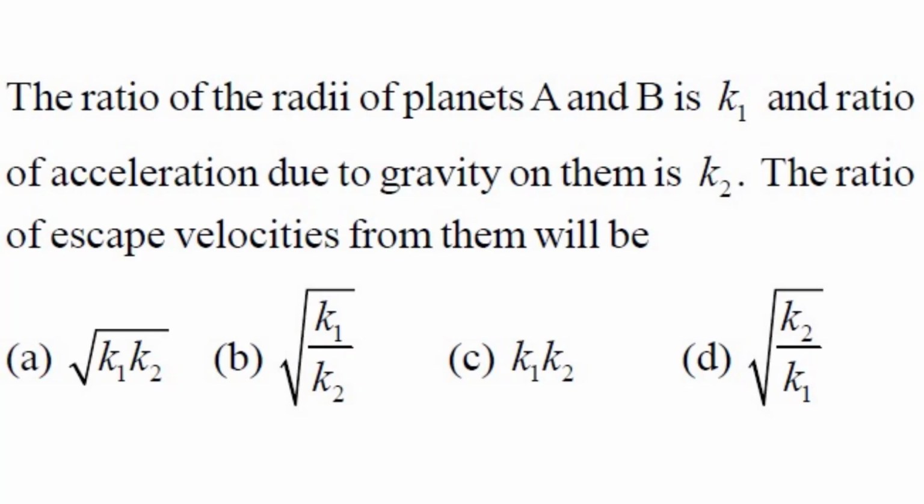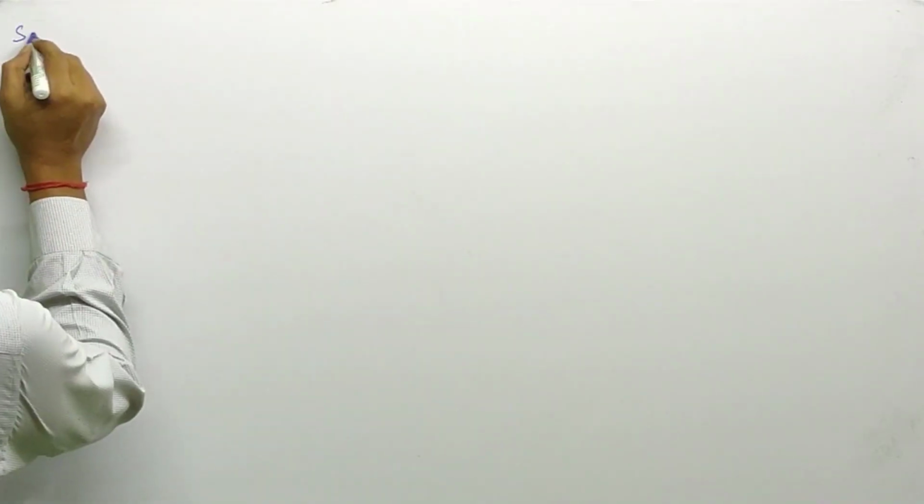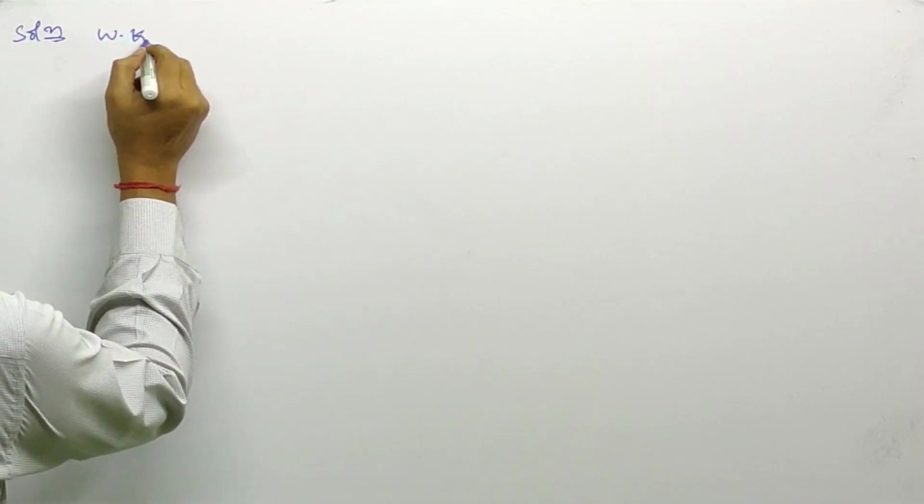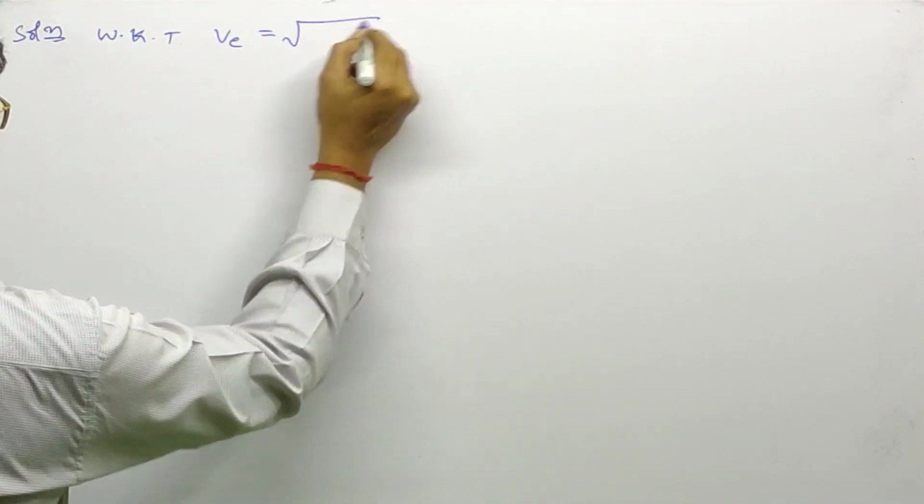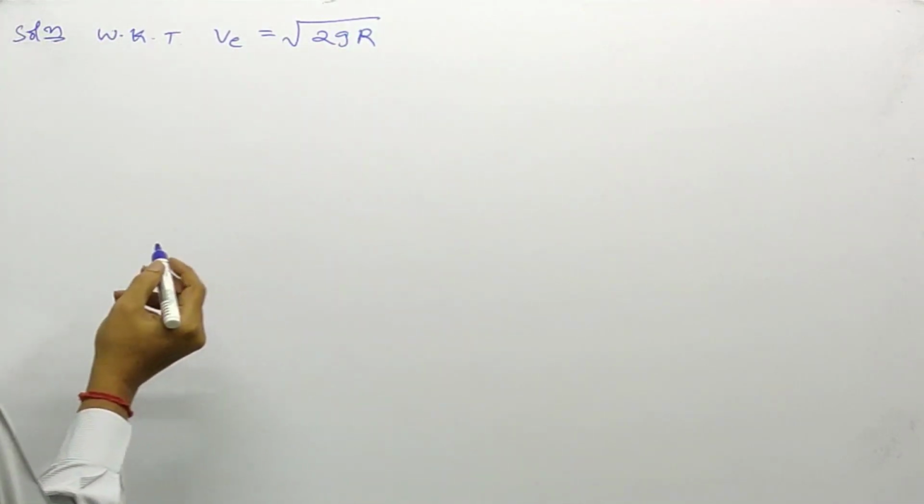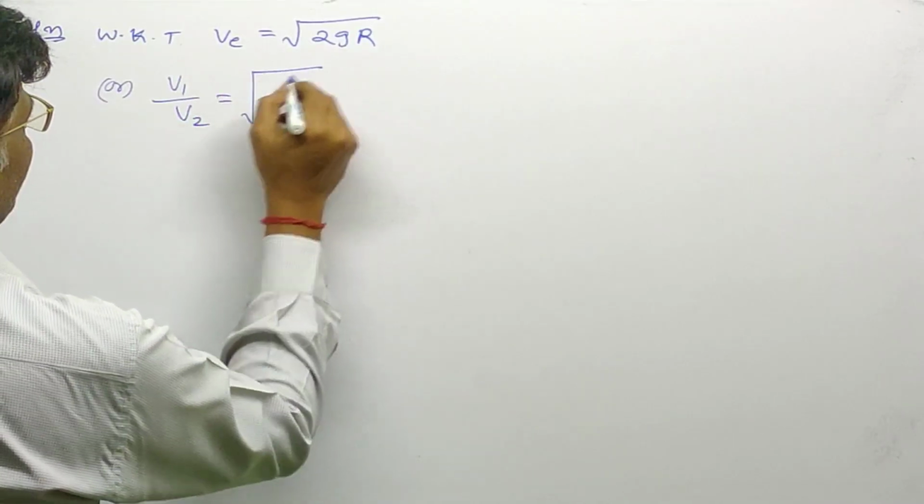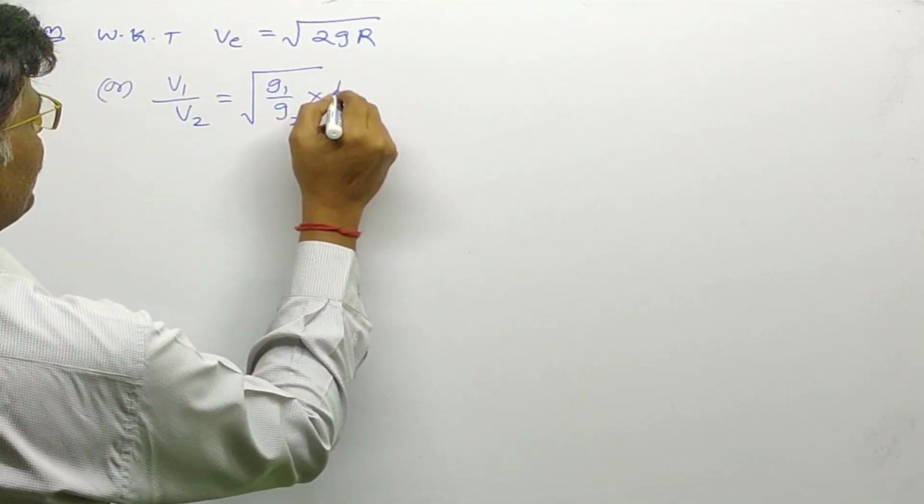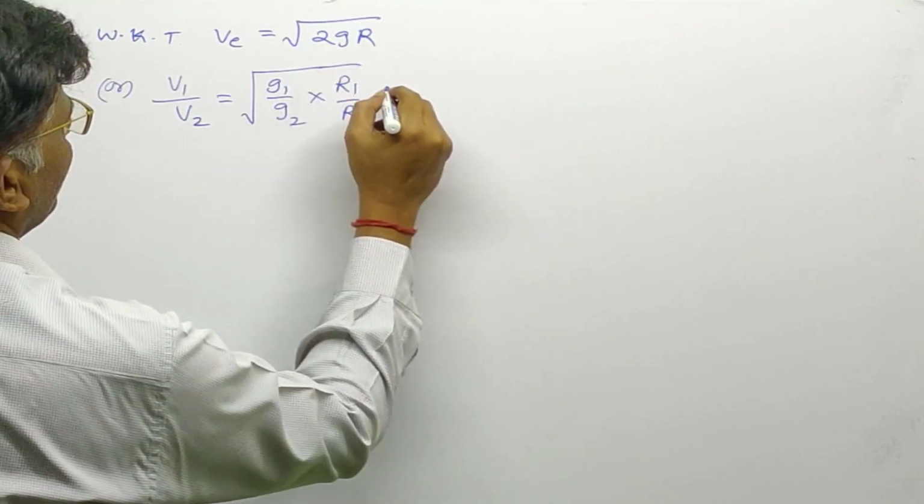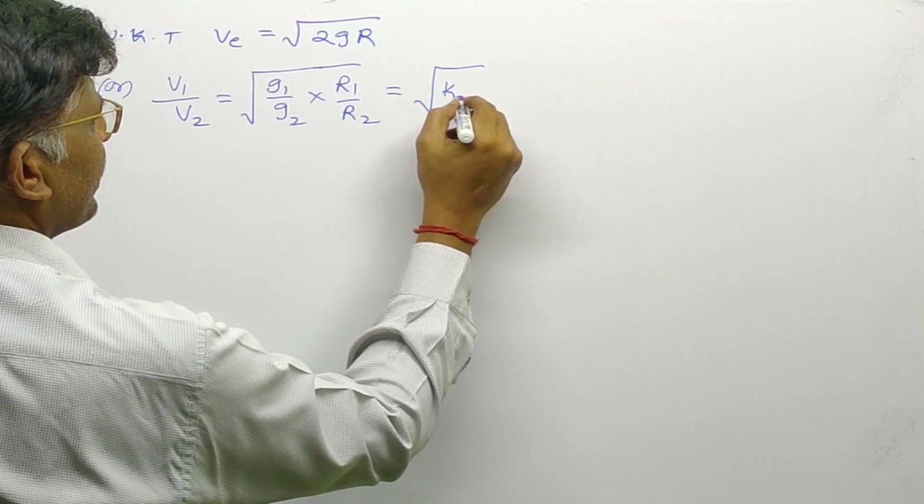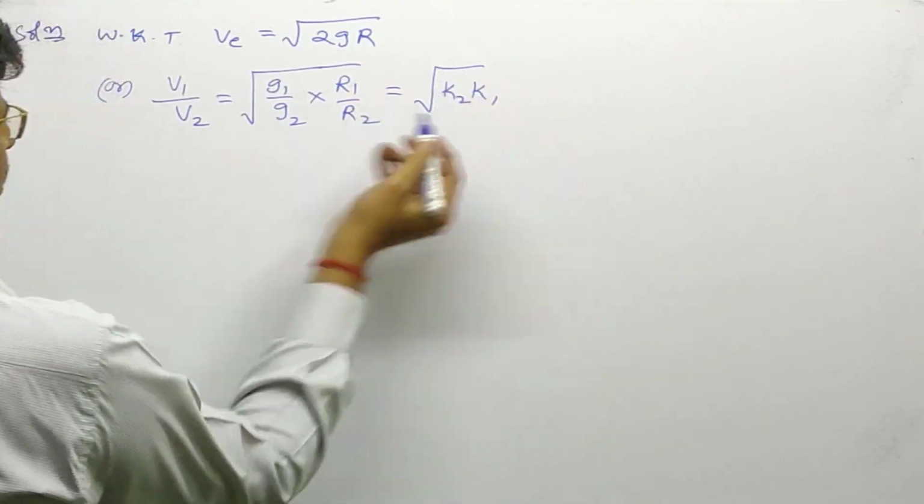The ratio of the radii of planets A and B is k1, and the ratio of the accelerations due to gravity on them is k2. The ratio of escape velocities from them will be. Solution. We know that escape velocity Ve is equal to the square root of 2gR, or V1 by V2 is equal to the square root of g1 by g2 into R1 by R2. So in the question, g1 by g2 is given as k2, R1 by R2 is given as k1. So therefore that is the answer.